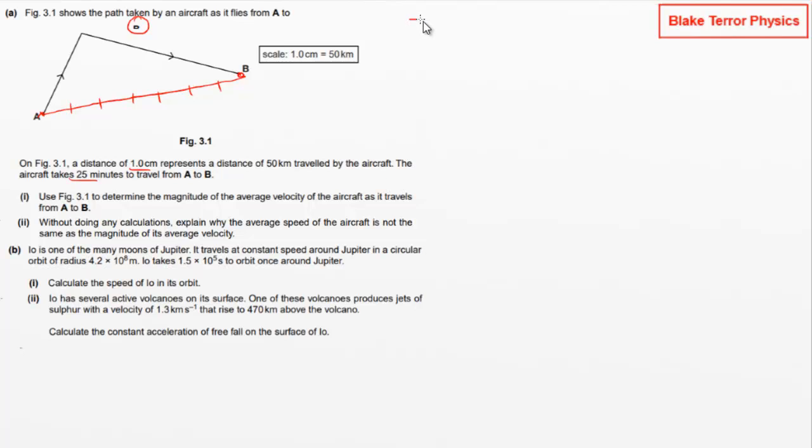So 7 centimetres means we've got 350 kilometres. That's our displacement, because for looking at the magnitude of the average velocity, we have to look at displacement, not distance. So you don't want to measure the distance up here and down there, because that's going to give us the average speed, not the average velocity. So we got that. Now we have to divide by the time.